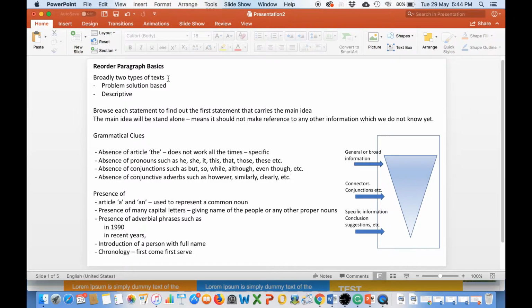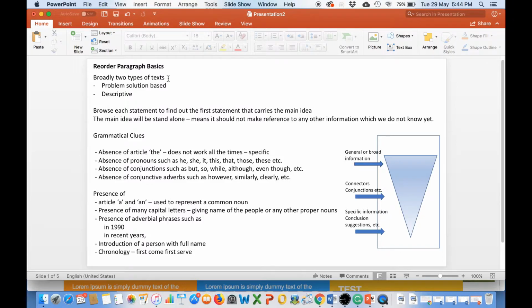Now, the first thing you want to do when you're trying to solve a reorder paragraph is to get the first statement, which is a standalone statement, because if you can get that first statement out, it helps you to identify the main idea. Once you know the main idea, it will be much easier for you to connect different sentences together with the help of connectors and the connections between different sentences.